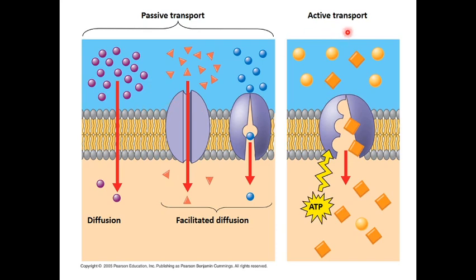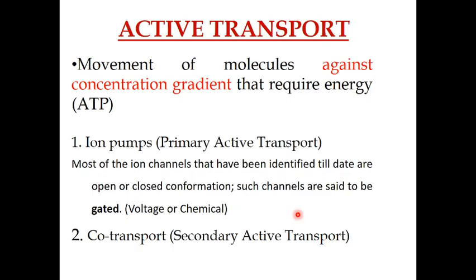And another term you see here, active transport. There is a specific term, ATP. So active transport is the movement of molecules against the concentration gradient. That means if I say diffusion or osmosis, it is from higher concentration to lower concentration, but here it is from lower concentration to higher concentration with the help of ATP, or by losing energy. So there are two types of active transport processes you can discuss. One is ion pumps, which is called primary active transport. What are all these ion pumps?